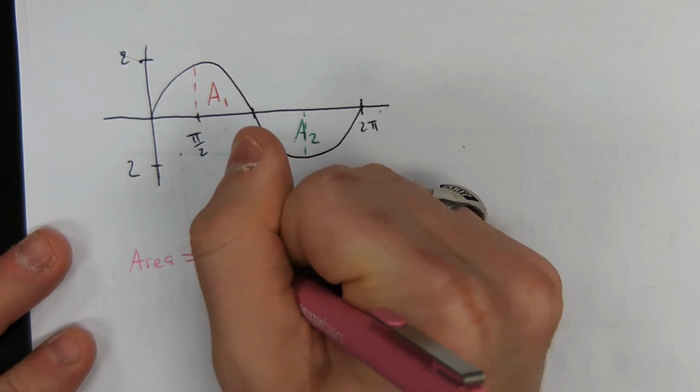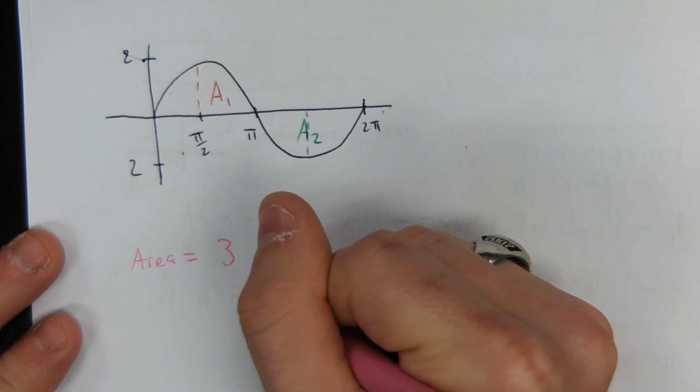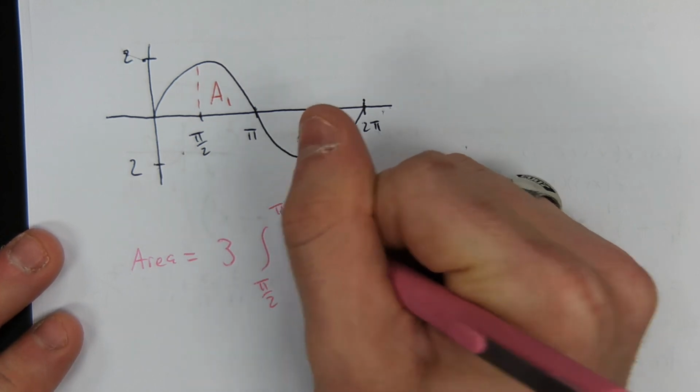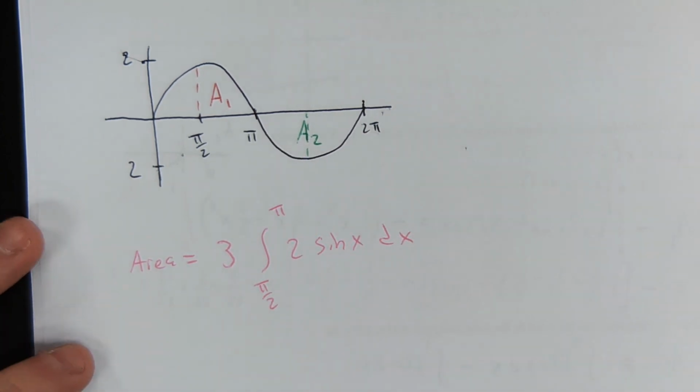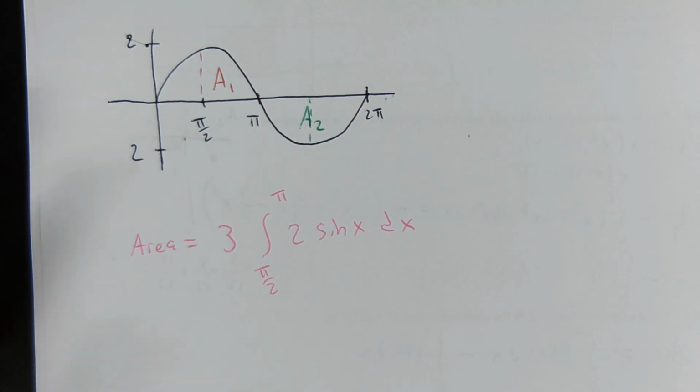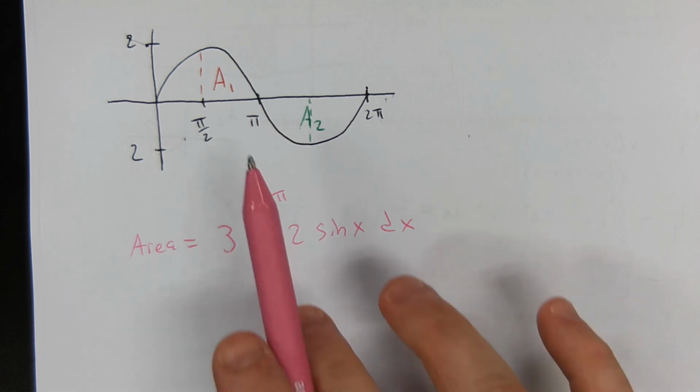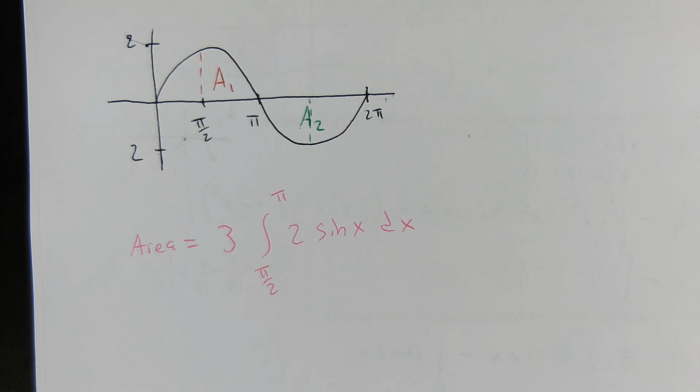So our area is equal to 3 times the integral from pi over 2 to pi of 2 sine of x dx. It's actually a lot easier than it looks because of the fact that it's trig. Now, if I had picked different limits of integration, say 2 pi over 3, this trick wouldn't have worked. You would have had to find them individually and add the 2 individual areas together. But we're trying to think smarter, not harder here.